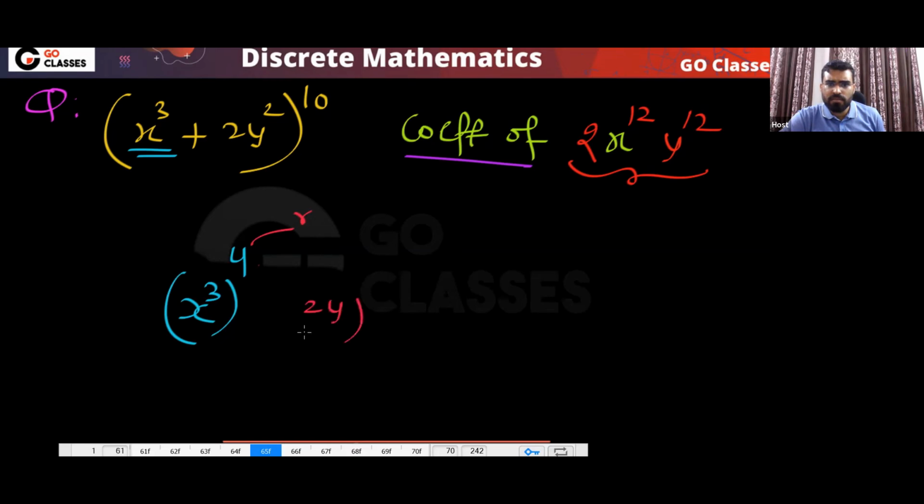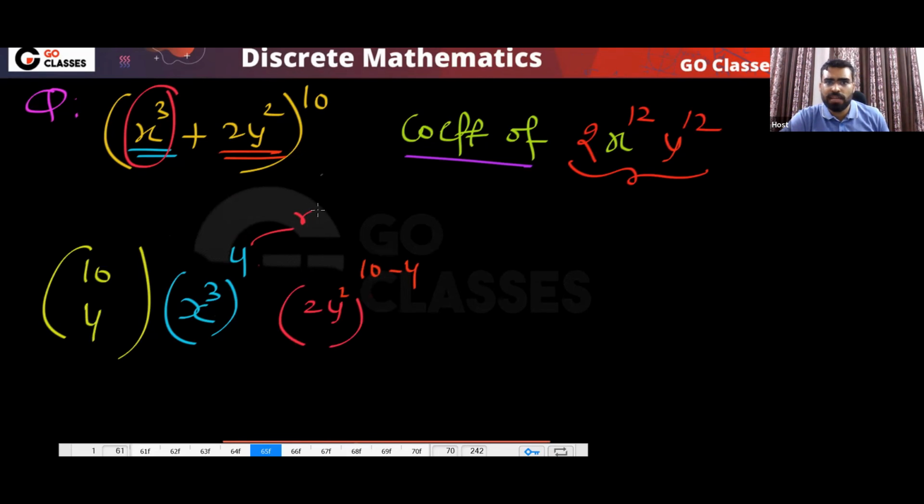Then automatically, if you want power 4 for this, what power will this have? So 2y square. This power will be 10 minus 4. Okay, yes or no? Its power will be 10 minus 4. And how many times can you create this? That will be 10c4, because this is your r. So I can say you can create this 10c4 times.